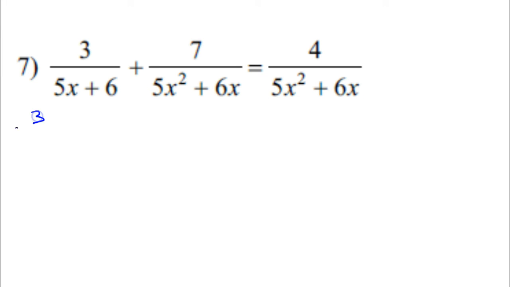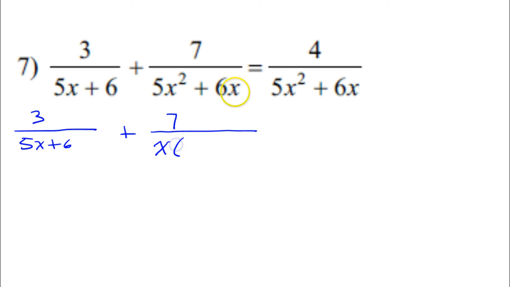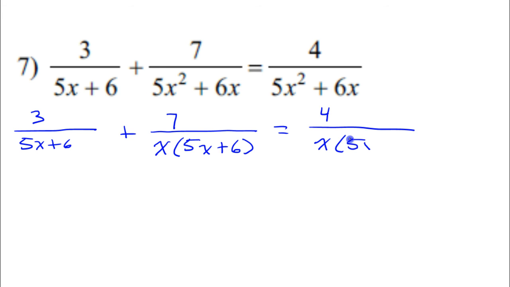So I have 3 over 5x plus 6. Nothing to factor there. Here's where that small amount of factoring comes in. I have 7x, I see a common factor of x. So I'm going to bring that x out, GCF, and that will leave behind 5x plus 6. And of course this is the same thing as the other denominator. So again, I'll have x and I'll have 5x plus 6.